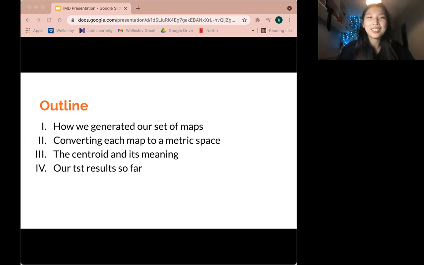So just as a general outline, first I'm going to go through how we created this set of generated maps. Then we converted each map to a metric space, and then what the centroid is and what we mean by typical map, and then our test results. I know I spelled test wrong so far.